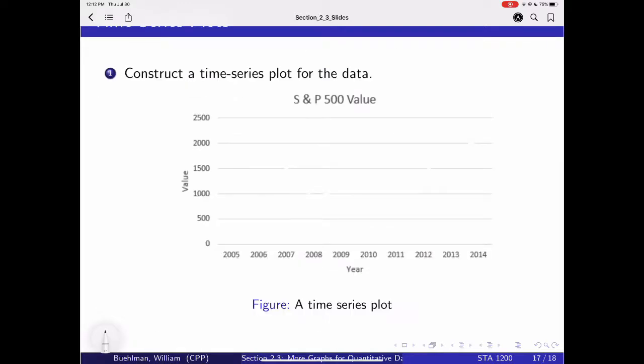So if we look at 2005, the value was 1,248. So about right here. 2006, it was 1,418. It's about right here. 2007, 1,468. And I'm going to continue filling these in. And then now we connect them together. So this shows us our trend of what the S&P 500 did over these years.